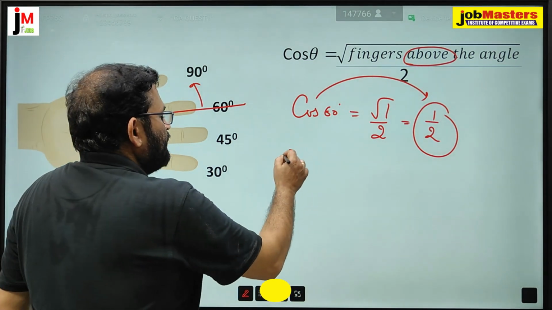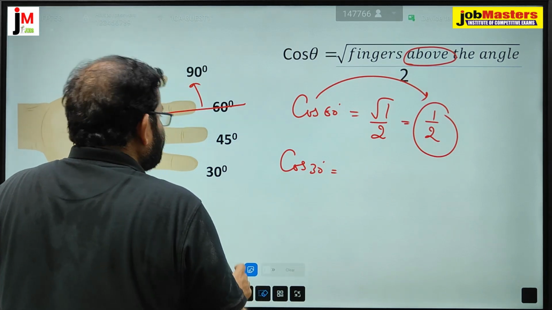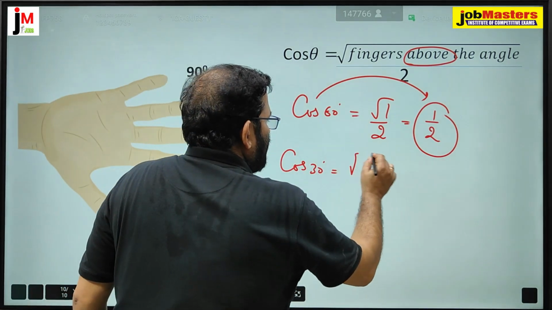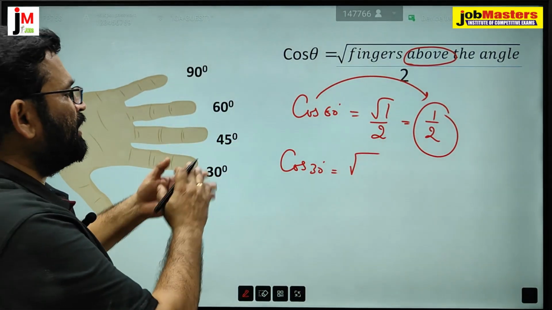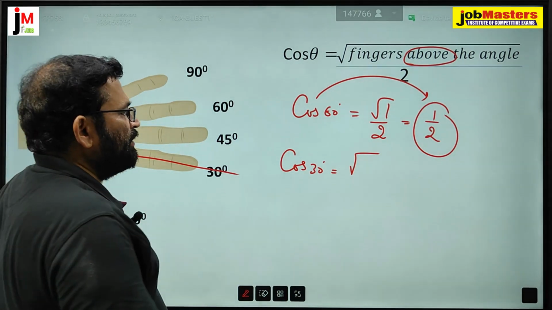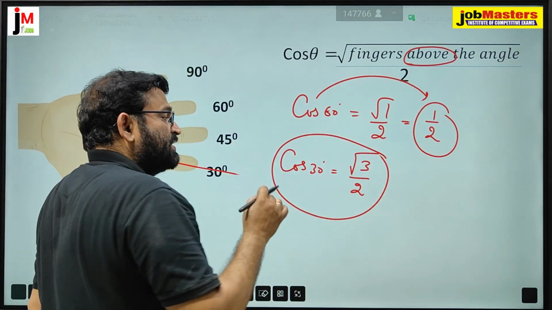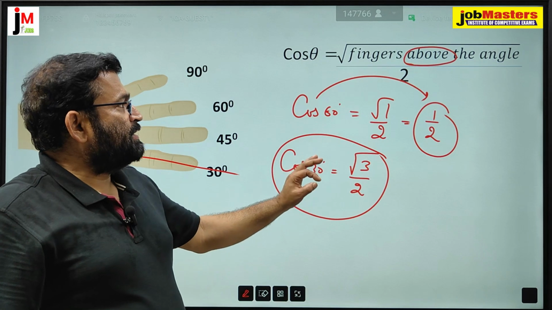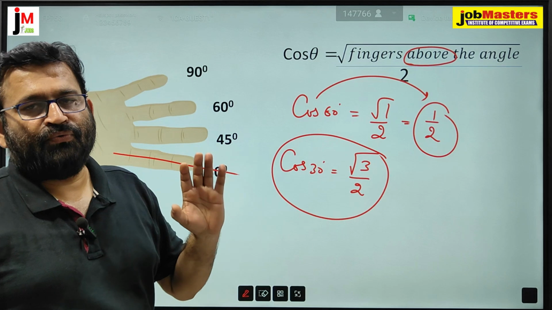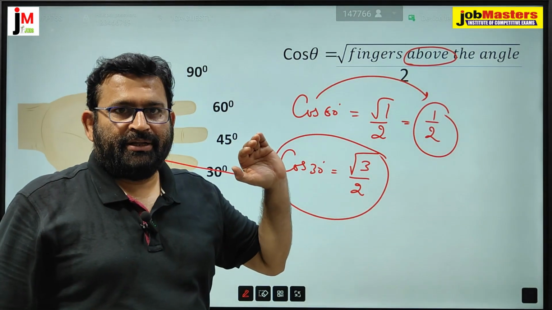Now next we can find cos of 30 degree. Let's try this one also. How can we find this? So according to the formula, number of fingers above the angle, then what is the angle here? 30 degree. There are only 3 fingers above 30 degree, so we can write here root of 3 divided by 2, and you can check cos of 30 degree is always root 3 by 2. It means this formula is also right for any angle which we want to find, whether it is 0 degree, 30 degree, 45 degree, 60 degree, or 90 degree.